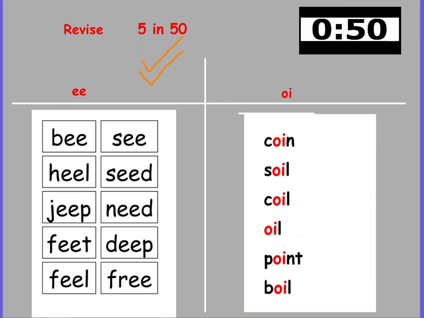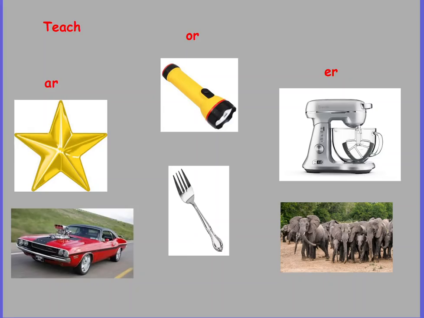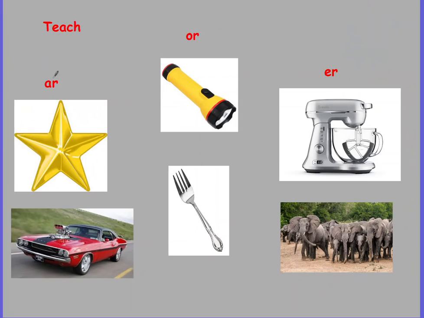Okay, let's move on to our digraphs that we're learning today. Okay, so as usual, a digraph, good morning, is 2 letters that make 1 sound. Let's say it all together, okay? It's 2 letters that make 1 sound, okay? Let's have a little look at the digraphs we're learning today. So we have the ar sound, we have the or sound, and we have the ur sound. Okay, so to get us started today, because they're quite similar sounds, we're going to go through each one together.